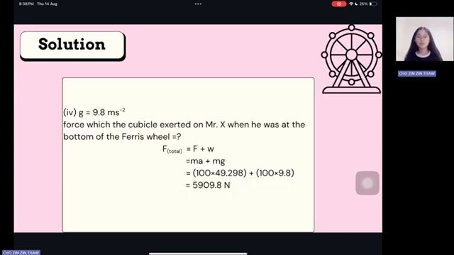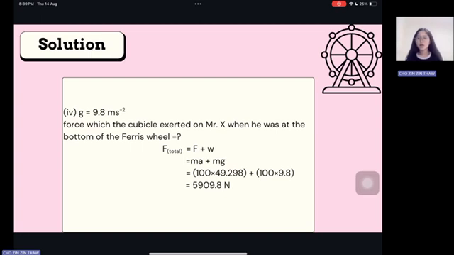For the last part, in a circular motion, something must constantly pull the object towards the center of the circle to keep it moving in a curved path. This required force is called the centripetal force. In this question, centripetal force is required. To solve for the force which the cubicle exerts on Mr. X when he is at the bottom of the Ferris wheel, we need to find two forces, the centripetal force and the gravitational force.